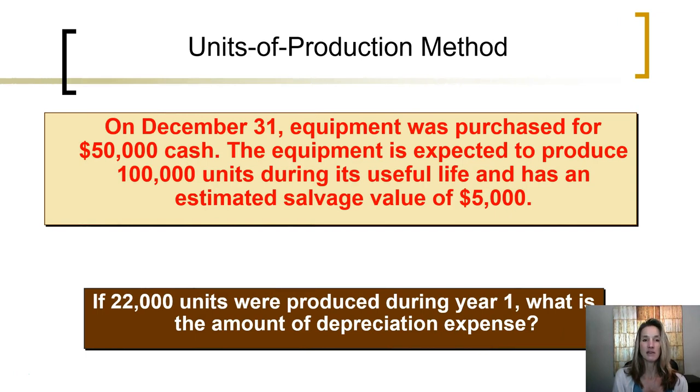To see the use of the units of production method, we're going to look at this example. On December 31st, equipment was purchased for $50,000 in cash. The equipment is expected to produce 100,000 units over its useful life and has an estimated salvage value of $5,000. If 22,000 units were produced during year one of this asset's life, using the units of production method, we're going to calculate the amount of depreciation expense.